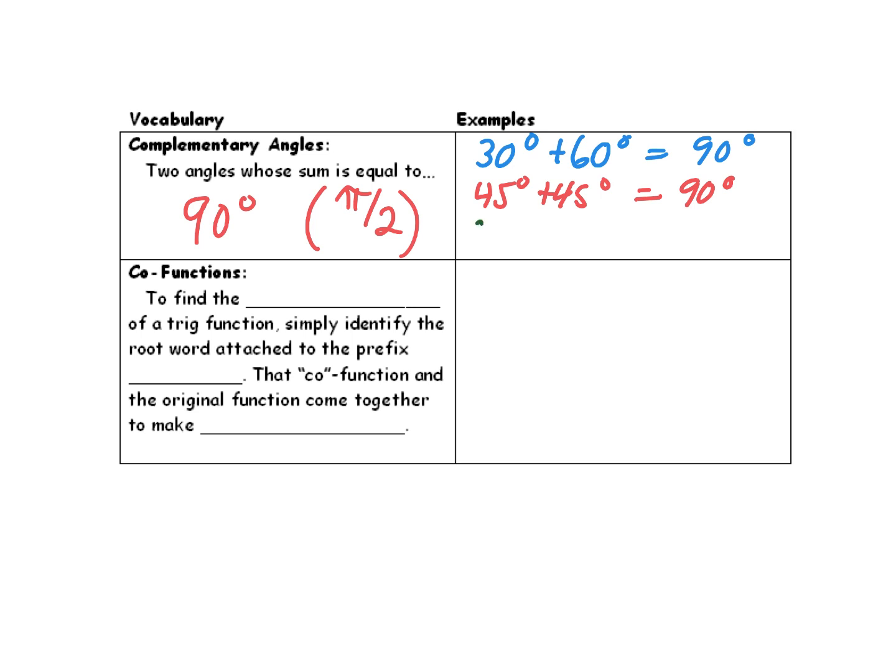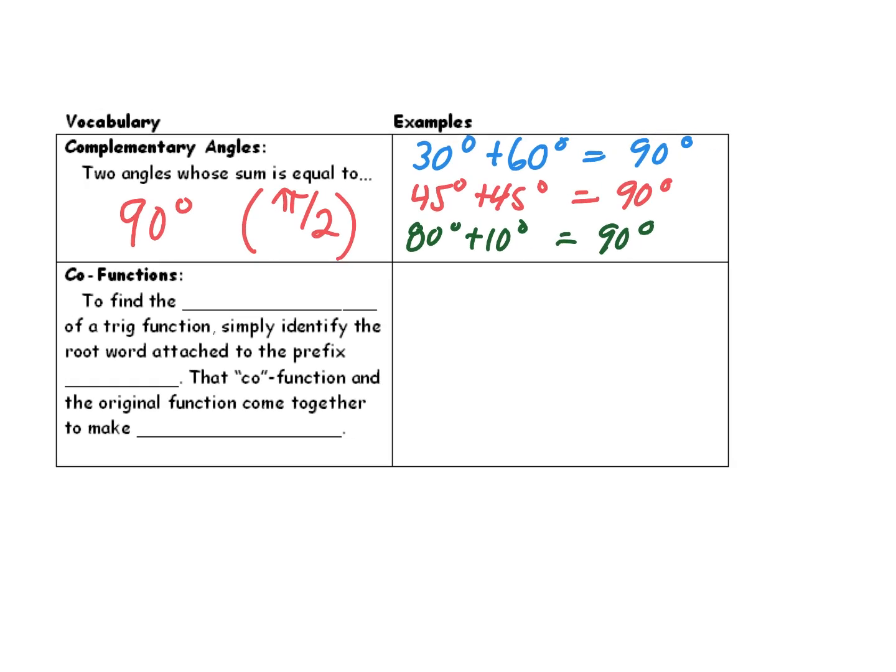Those would be complementary angles because if you put them together, they make 90. You could do like 80 and 10. 80 and 10 make 90. So that would be another example of complementary angles. Okay, but I'm going to add one more. I'm going to go outside the box, just because we also have angles in radian measure.